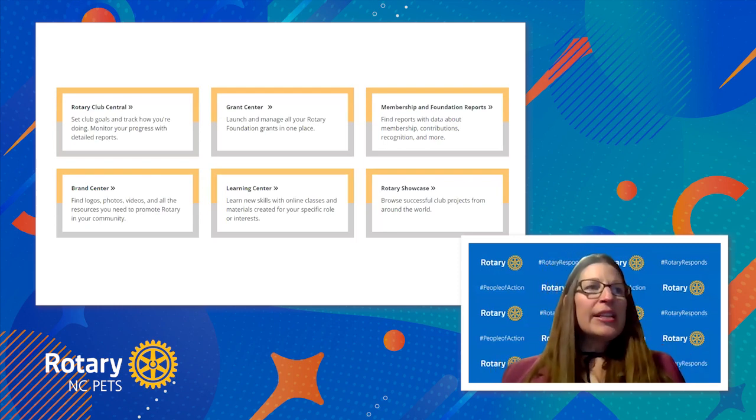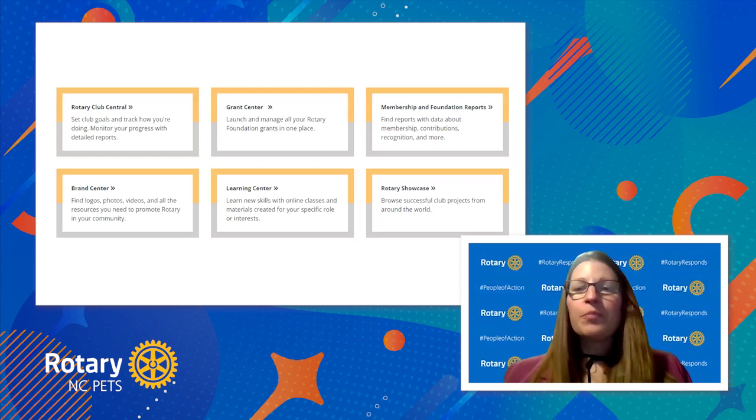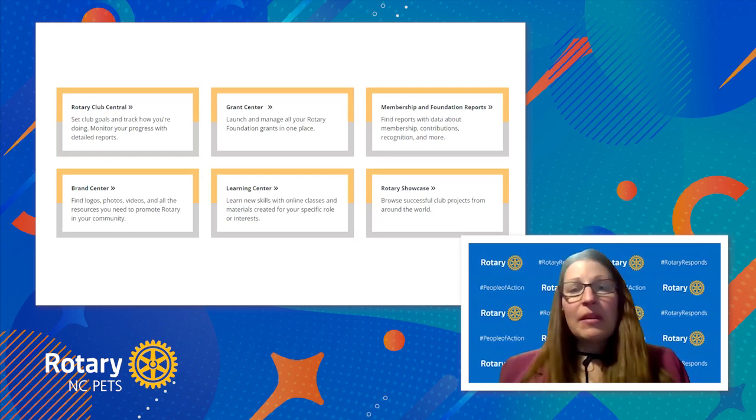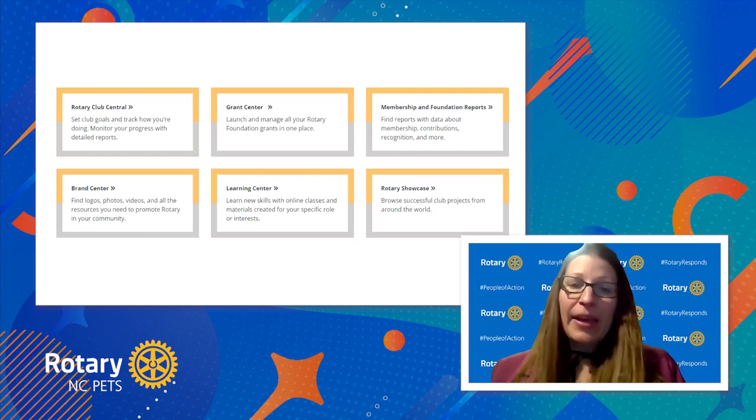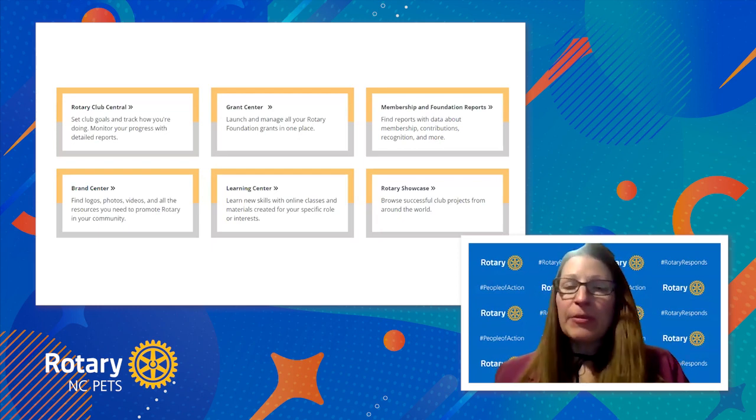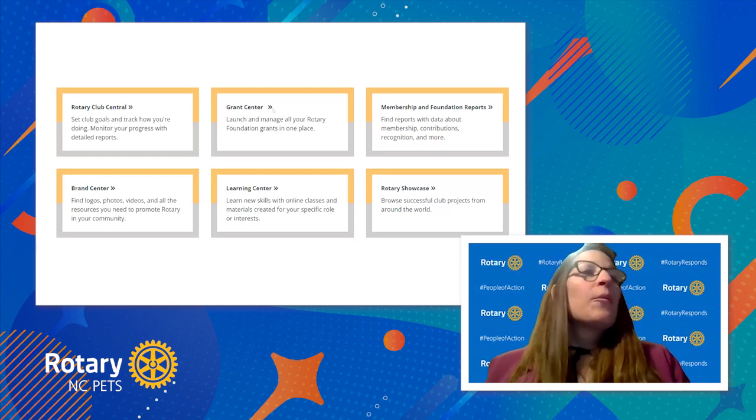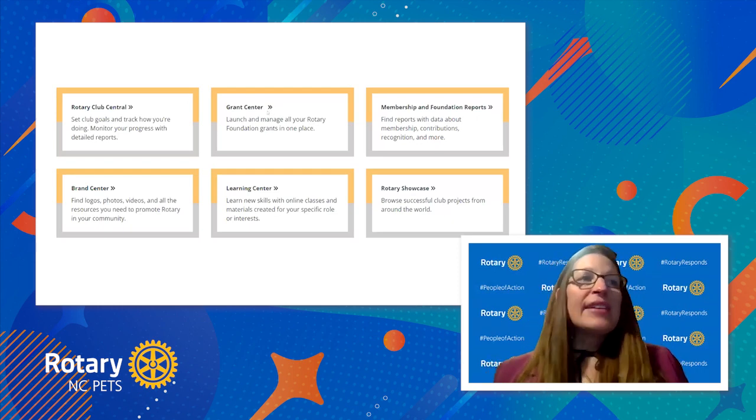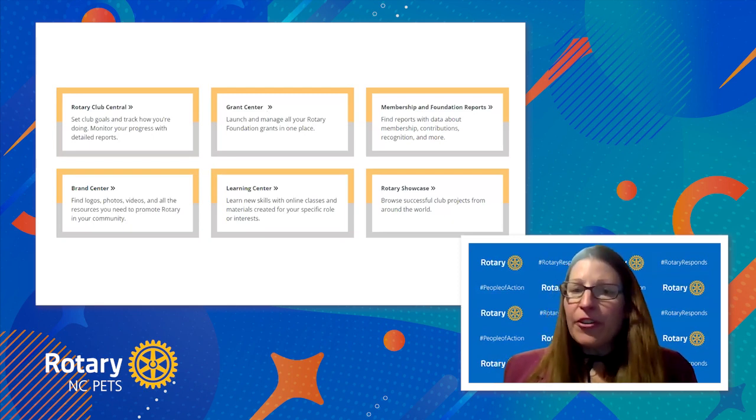Rotary Club Central is where you're going to set your goals. Again, if you're not setting goals, how can you reach them? So this is a place where you can set your goals and track them. Some of the goals auto-populate, and some of them you have to populate your progress on. And we'll look into that a little bit farther. Grant Center, this is where you're going to apply for a global grant.